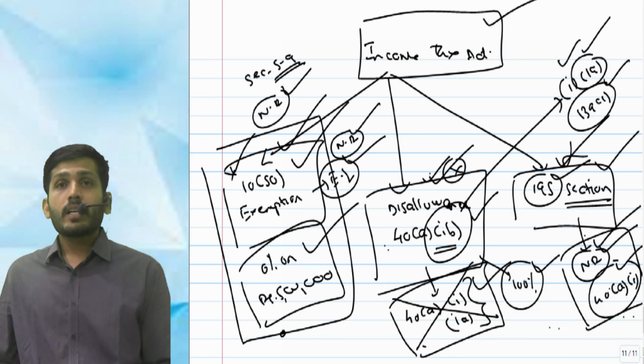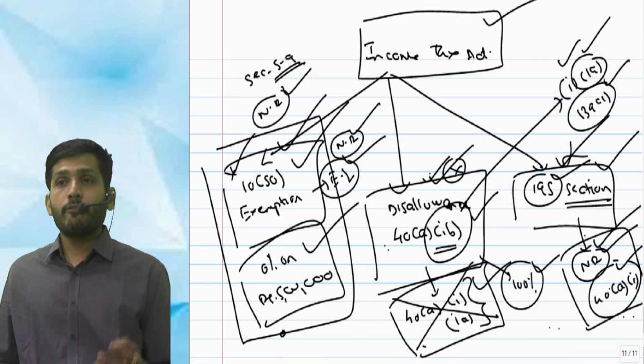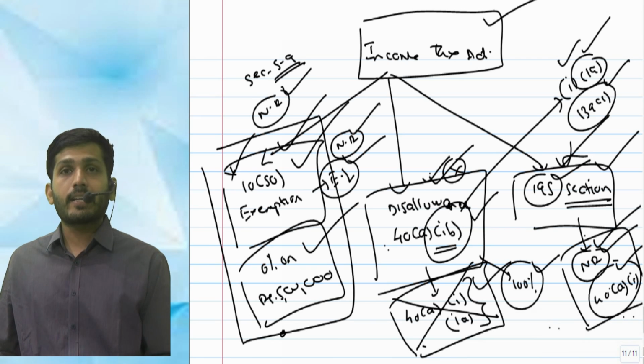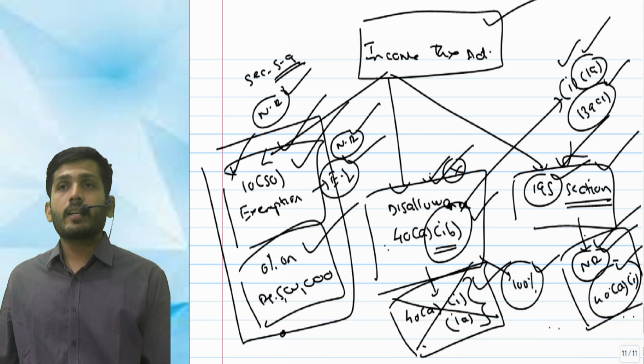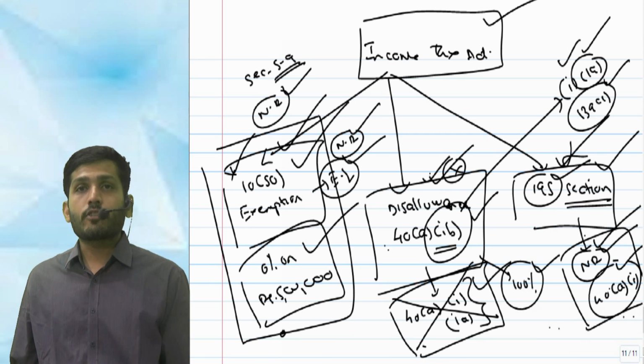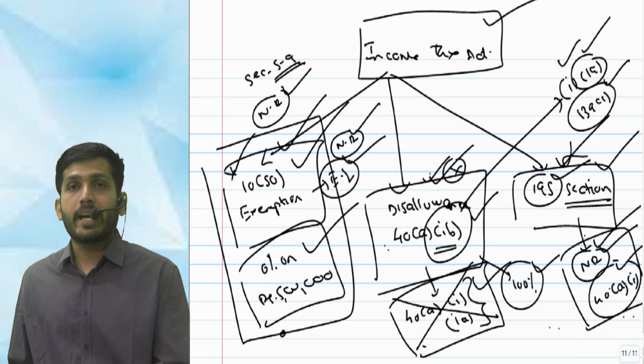The first one is the exemption provided under section 10 clause 50, which very clearly says that if a non-resident is earning any income on which equalization levy is getting deducted, so tax has been received by the government, in that particular case that income is exempt in the hands of the non-resident. But then, very importantly, equalization levy should have been deducted.